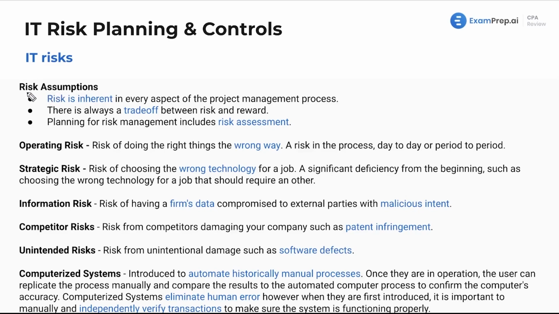Some assumptions of risk you should have is that risk is inherent in every aspect of the project management process. We talked about inherent risk back in our ERM. So risk is just inherent. It's going to be there. It's going to exist as long as someone is trying to get at your valuable information, there's always risk that someone's going to try to do harm to your entity.